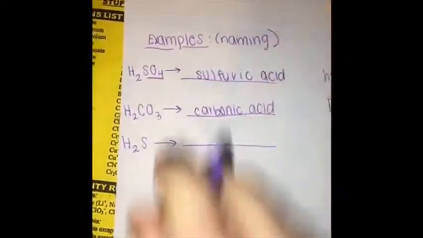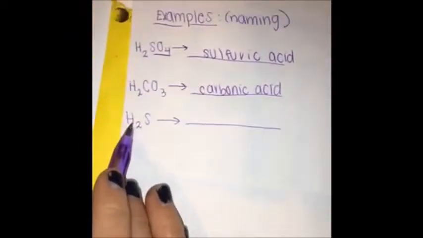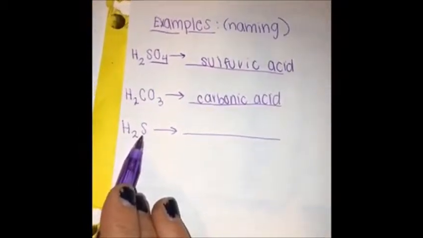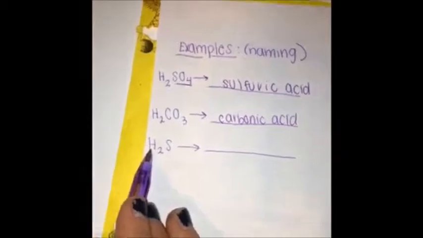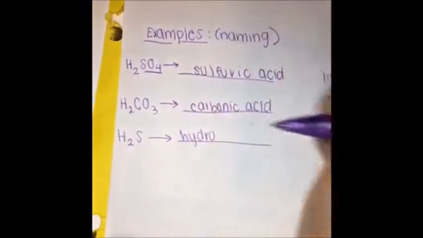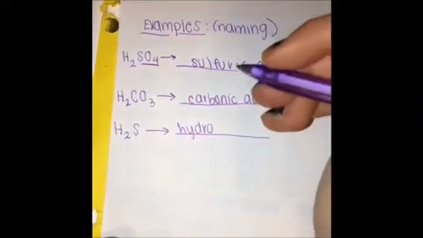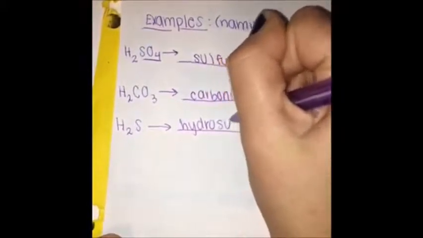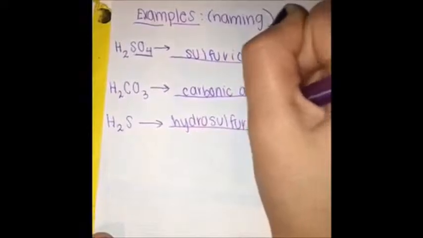Unlike the ones above, this one simply has two elements, telling you that it is a binary acid, which means that it does have the prefix hydro. And you simply look at the front of your periodic table, identifying the element as sulfur, and then you add IC, so it'll be hydrosulfuric acid.